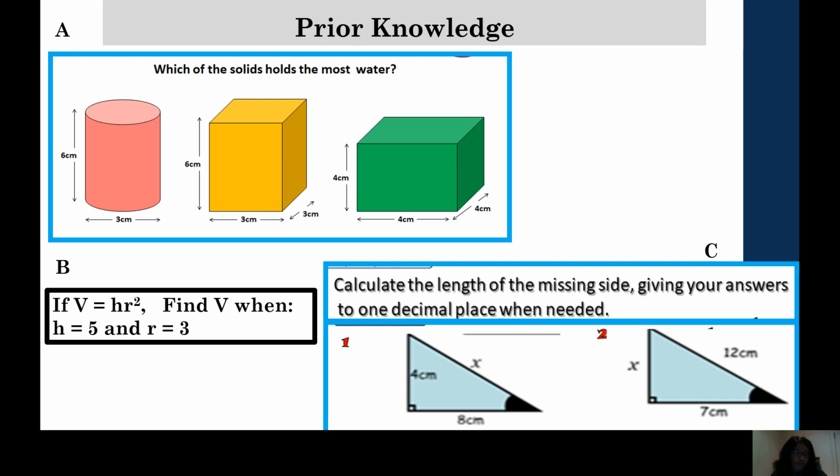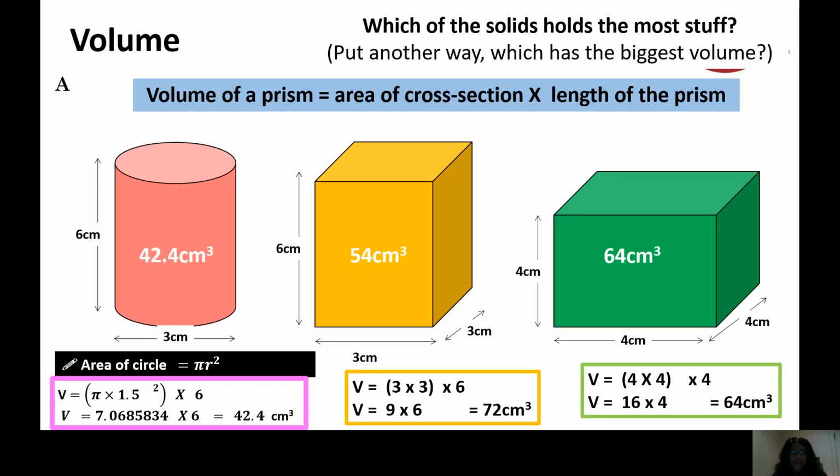You should have been able to do the questions. Okay, so let's see the answers. That's for the first one. And to hold any stuff that is liquid, that's the biggest volume. That's what you're asked to find, the biggest volume.